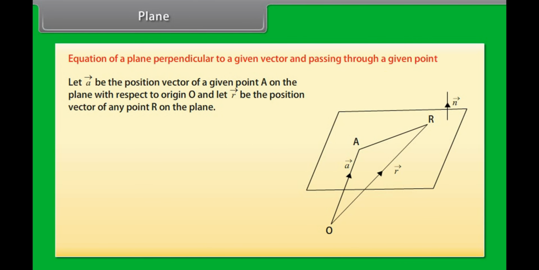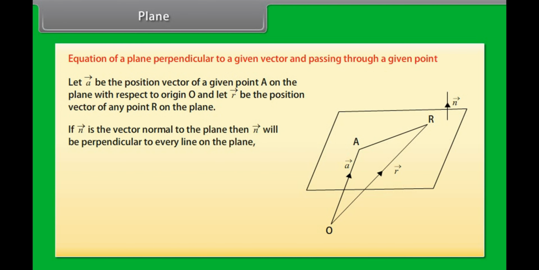Let vector A be the position vector of a given point A on the plane with respect to origin O, and let vector r be the position vector of any point R on the plane. If vector n is the vector normal to the plane, then vector n will be perpendicular to every line on the plane. So, vector n is perpendicular to vector AR. So the equation of the plane is the dot product of vector AR and n equals 0, or the dot product of vector r minus vector A and vector n equals 0.